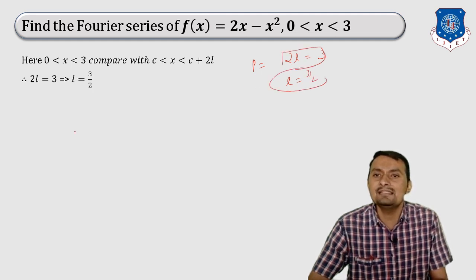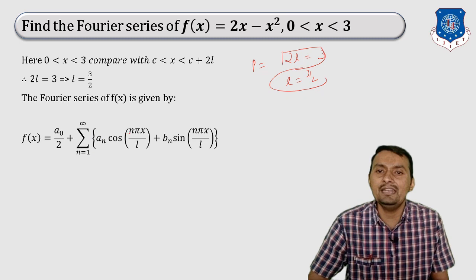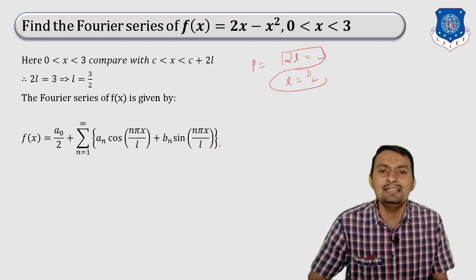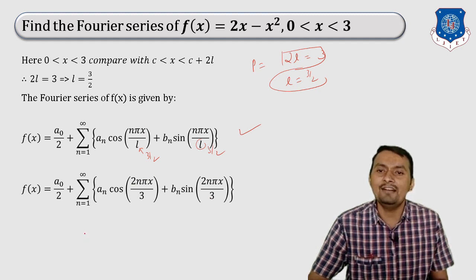So whenever we consider the formula, f of x is equal to a0 by 2 plus summation starting from 1 to infinity an cos n pi x divided by L plus bn sin n pi x divided by L. This is our standard formula. But if we replace L is equal to 3 by 2, so what am I going to get? Denominator goes to denominator, numerator. So we can say cos 2n pi x divided by 3, and here we will get the sin 2n pi x divided by 3, and this will be our final Fourier series.